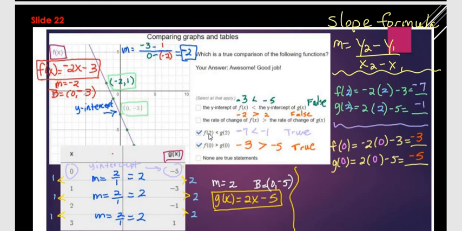Then we're going to substitute 2 in f of x and 2 in g of x, and I've already done this for you. When you do, you get negative 7 and negative 1, so let's compare. Negative 7 is less than negative 1. That is true. The closer to 0 a negative number is, the bigger it is. Now substitute in 0, and I've already done that for you. So negative 3 is greater than negative 5, and that is true.